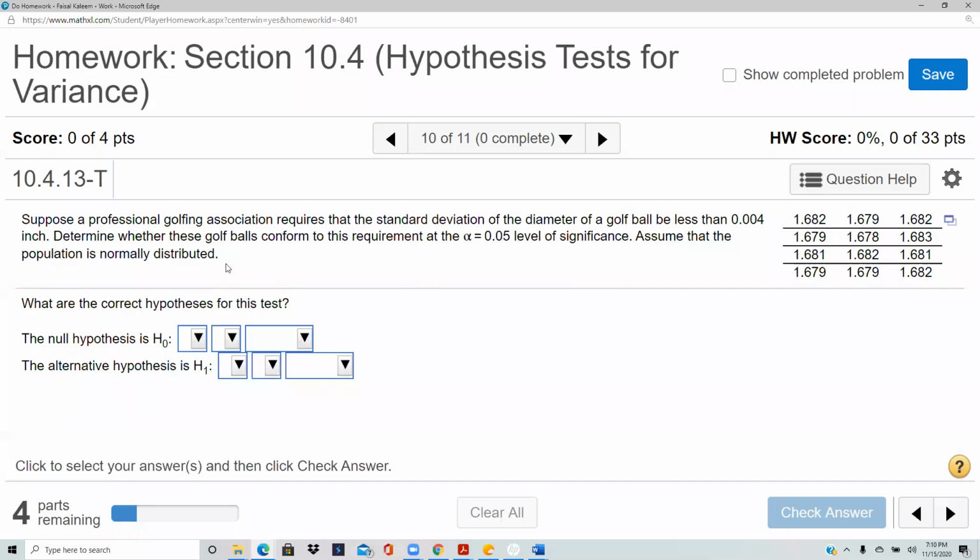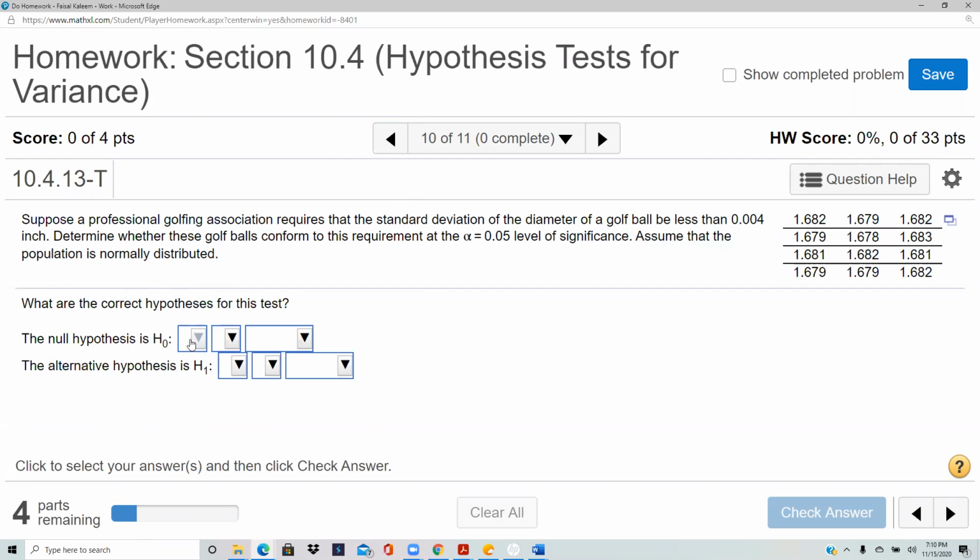Suppose the Professional Golfing Association requires that the standard deviation of a golf ball be less than 0.004 inch. Determine whether golf balls conform to this requirement. Assume that the population is normal.